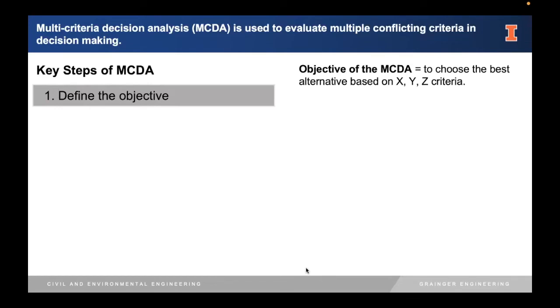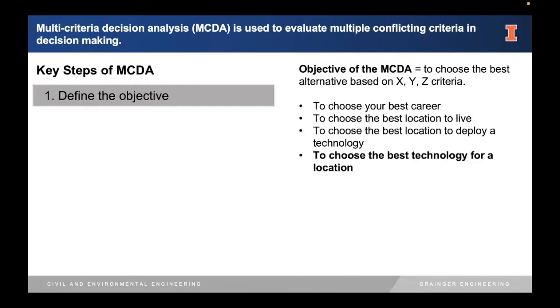So I'll be talking about multi-criteria decision analysis, and what that is, it's a type of analysis that's used to evaluate multiple conflicting criteria in decision-making. And so the first thing you want to do is define the objective of your MCDA. So what are we trying to do? It could be maybe you're trying to choose your best career and you have all these factors that you're considering. How do you do that? Or choose the best location to live in, or choose the best location to deploy a technology. And the example that we're going to go through, we're going to choose the best technology for a specific location with the technologies that Hannah mentioned prior.